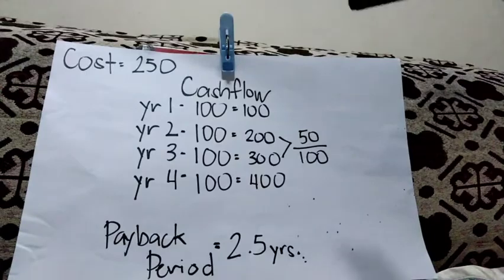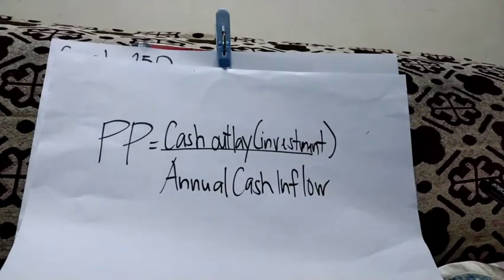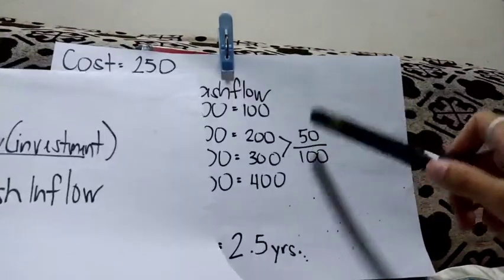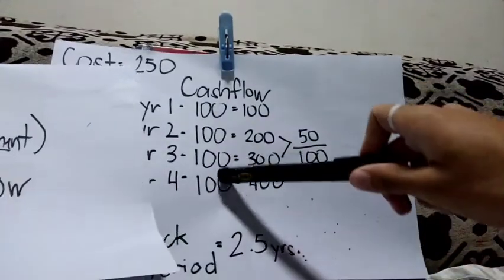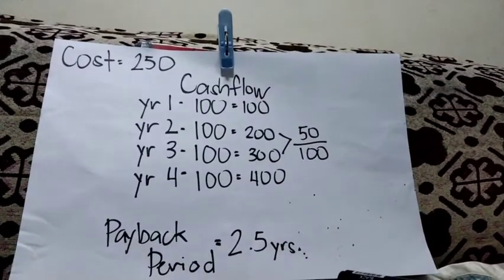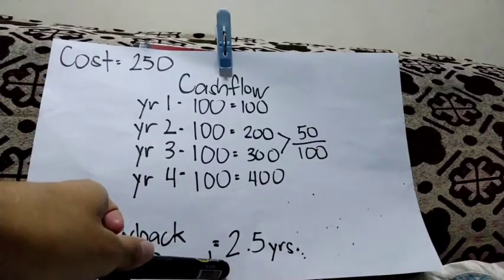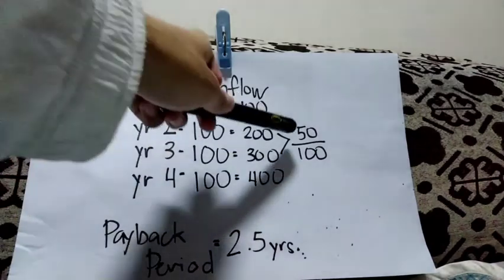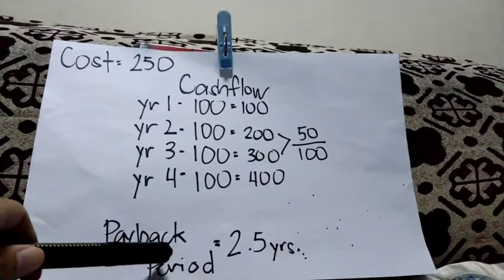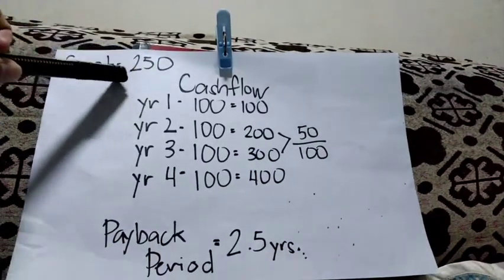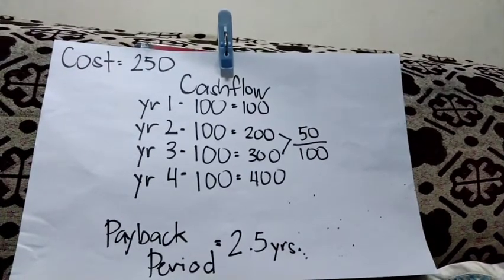So we're going to derive our formula, which is this one. Payback period is equal to cash outlay investment, which is the 50, over annual cash inflow, which is the 100. So we can see it is between 2 and 3 years. So we will write 2, then 50 over 100 is 0.5. So the payback period to recover this 250 investment is 2.5 years. I hope it is a good example.